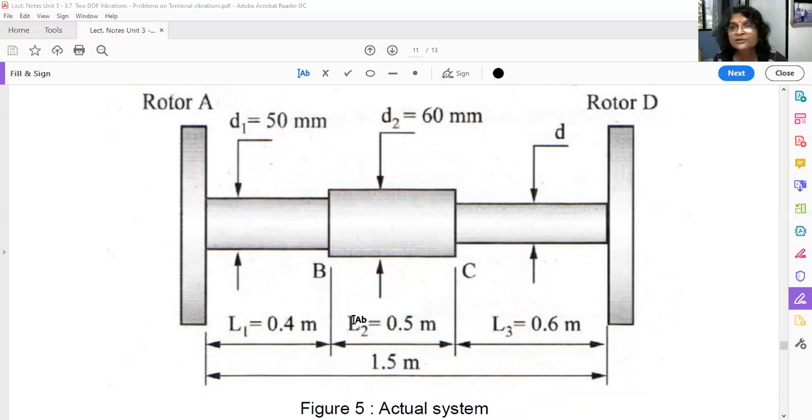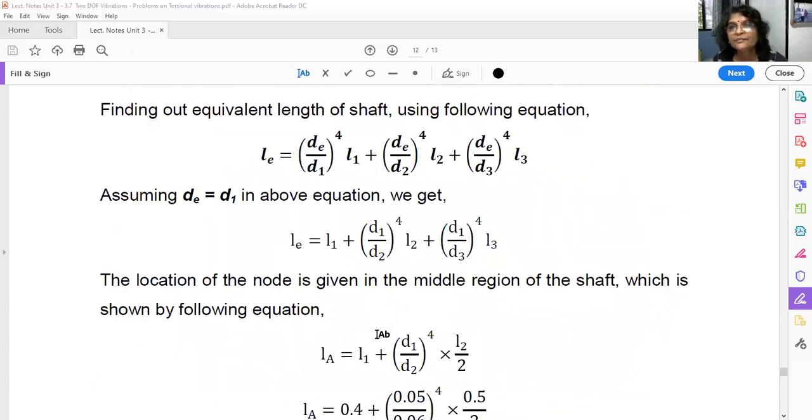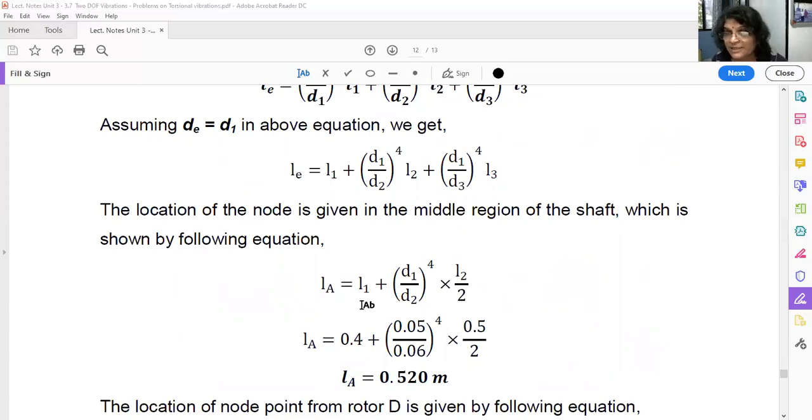So let us see this formula. LA is equal to L1. Why L1? Because D1 upon D1 is cancelled out. I have put D is equal to D1 for this term, so D1 upon D1 will get cancelled. So L1 plus D1 upon D2 raised to 4 into L2 by 2. You understood now how this has come. Again, I will explain you. Remember this term, D1 upon D2 raised to 4 into L2 by 2.